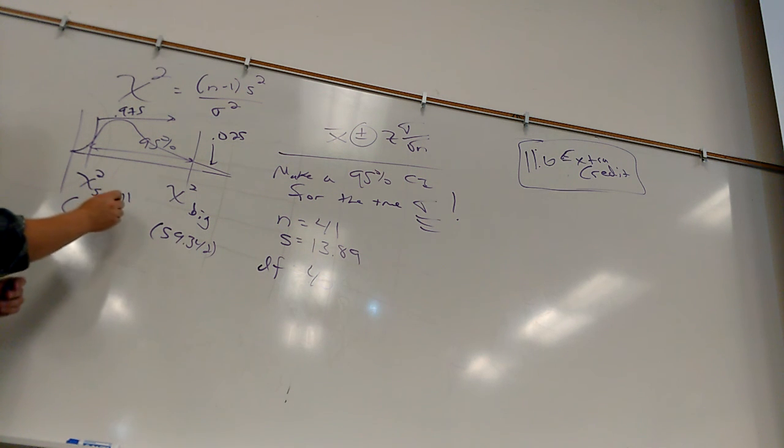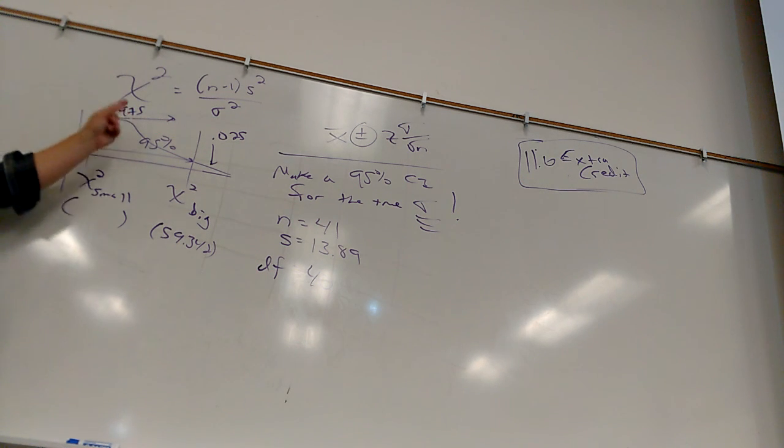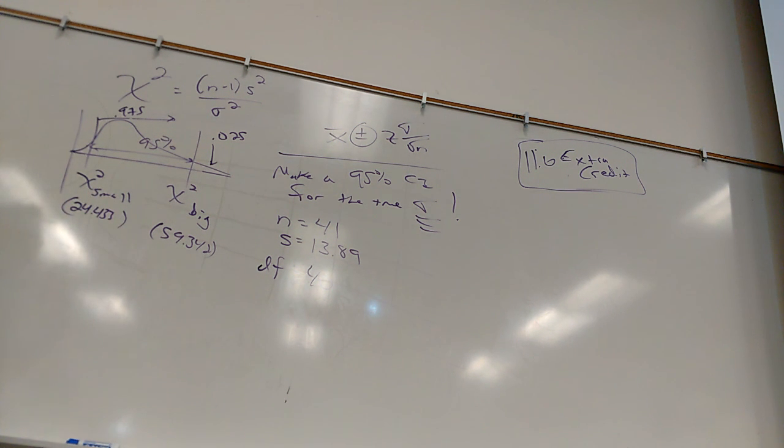What about chi-square small? Same idea, except now it's 0.975 you're looking at. Notice how nice this is. If I look in the middle column here and stop at degrees of freedom of 40, I get 24.433.